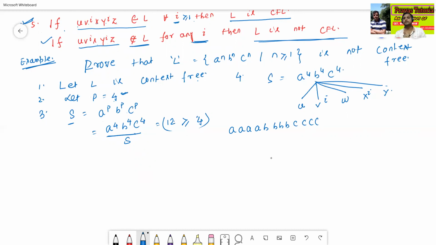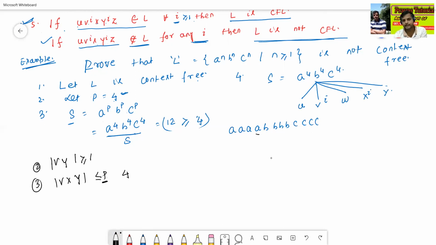We divide the string into 5 parts based on the conditions we have already discussed in the upper part. The second condition: length of vy must be greater or equal to 1. The third condition: length of vxy must be less or equal to P, and here P equals 4.